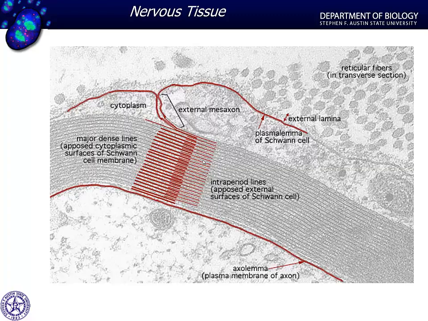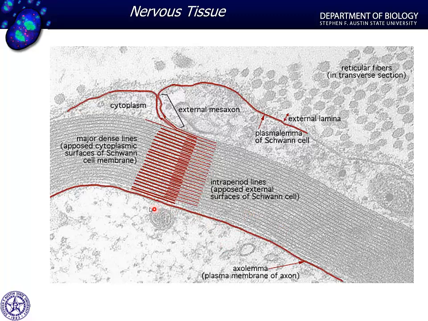So in this illustration, and they're highlighted here in red, we've got the axon on the inside. Here we have the cytoplasm of the Schwann cell. We've got our collagen fibers in cross-section. And you can see these alternating lines. The dark ones are pretty easy to see, and those are the major dense lines. But do you see interspersed between those these really faint hair-like lines, and they almost look discontinuous? Those are going to be the intraperiod lines.